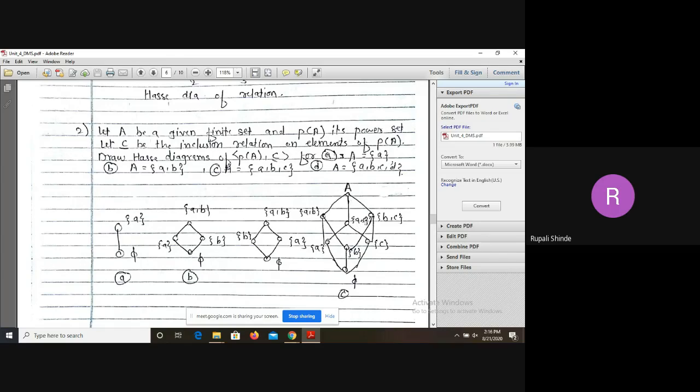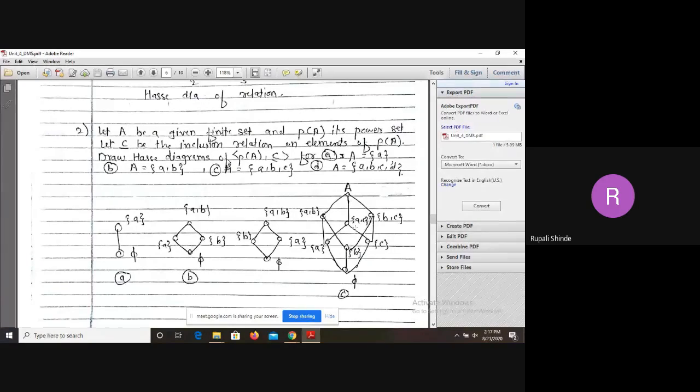Again, for set {a, c}, set {a} and set {c} are the subsets. That's why these are connected by lines. And for set {b, c}, set {b} and set {c} are the subsets. So these are connected by lines. And for the final set, that is set {a, b, c}, we can say that sets {a, b}, {a, c} and {b, c} are the subsets. So these are connected by direct lines. So this is the Hasse diagram for any set if that set consists of 3 elements.